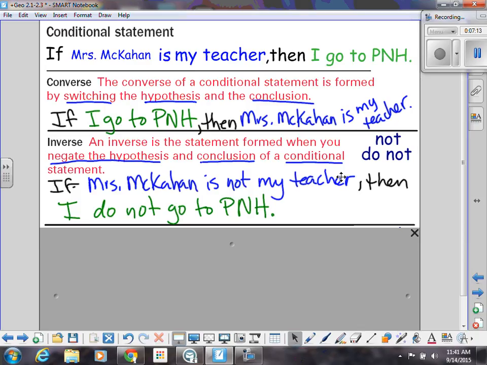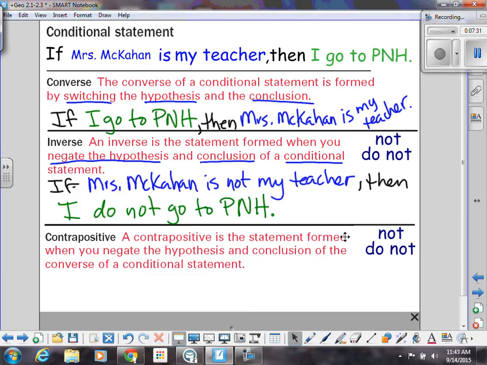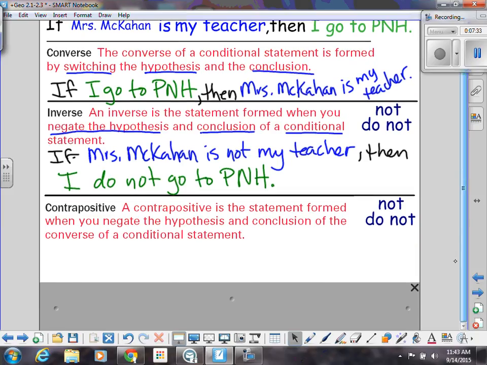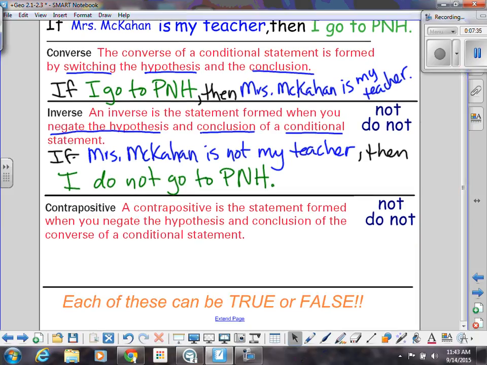Is that true? So can you think of a person that doesn't have me as a teacher but still goes here? Yeah, that would be a counterexample. Okay. All right, so the next one, contrapositive.